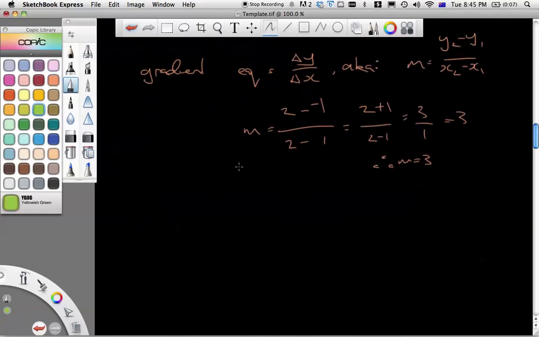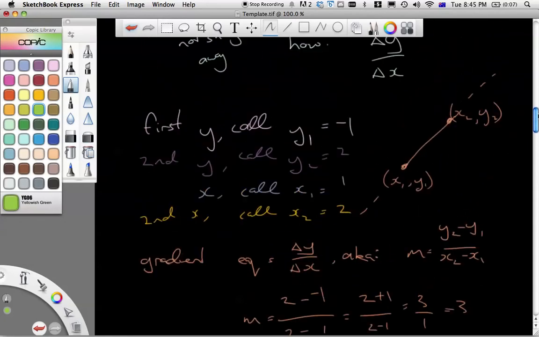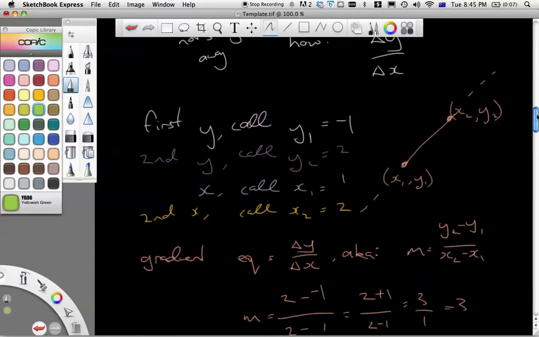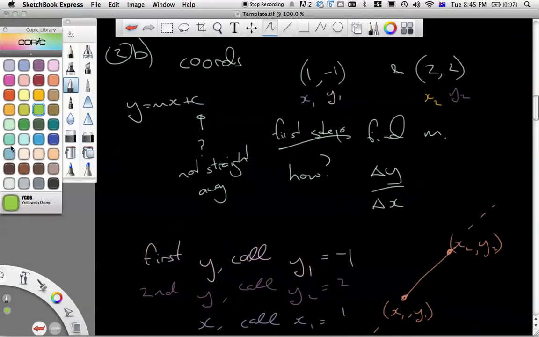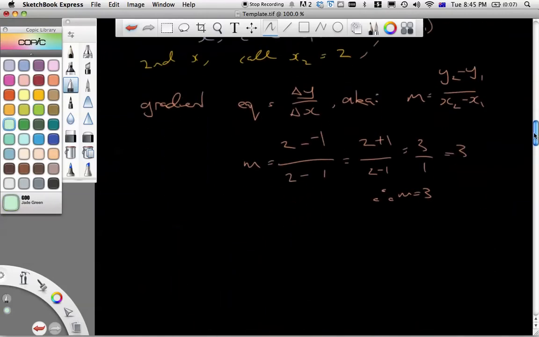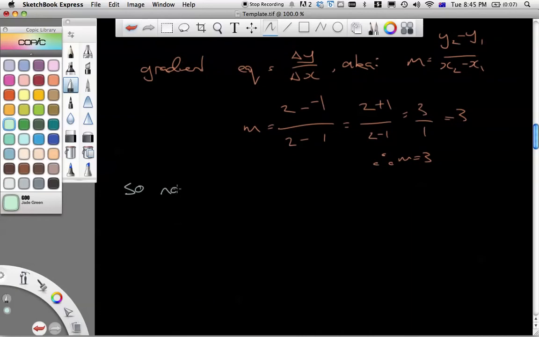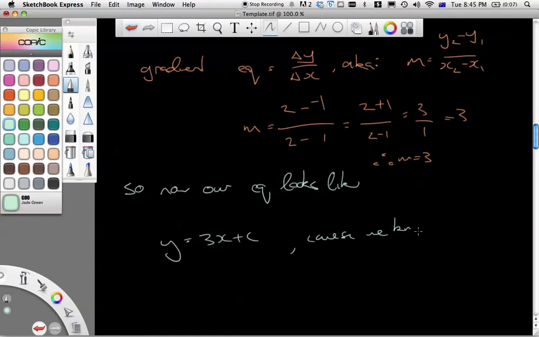Now, what about our c? Okay, well let's have a check now. Where are we? So now our equation looks like y equals 3x plus c, because we know m but not c yet. How to find c?